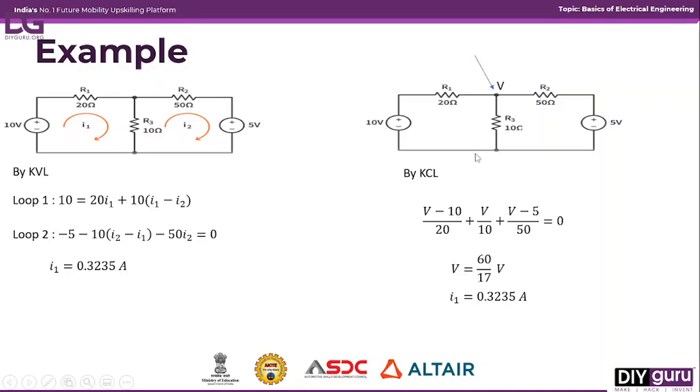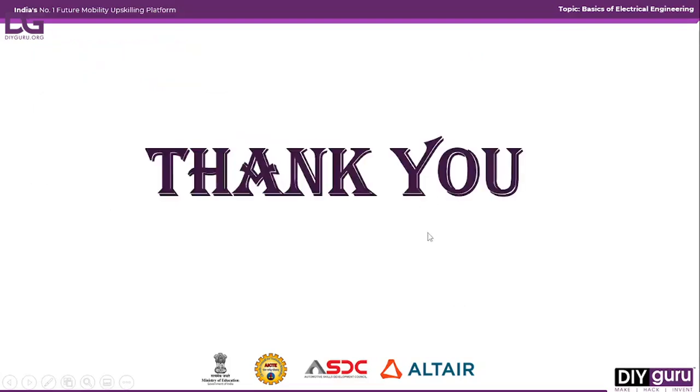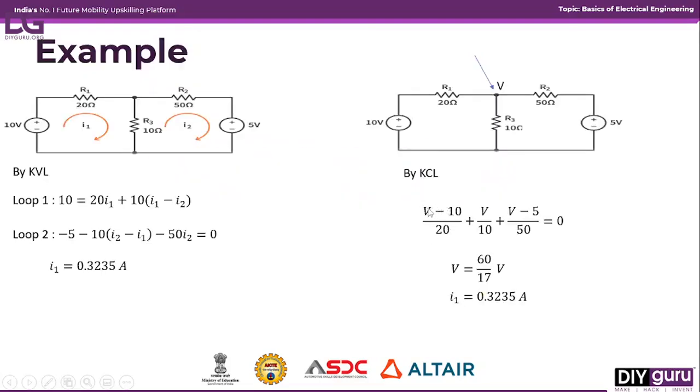Now we know the voltage value. Now we want current I1, the current flowing in the first loop. So what is the current here? We are considering (V minus 10) by 20. So you just apply the voltage value here. What is 60 by 70? So (60 by 70 minus 10) by 20. If you simply solve this equation, you will get I1.